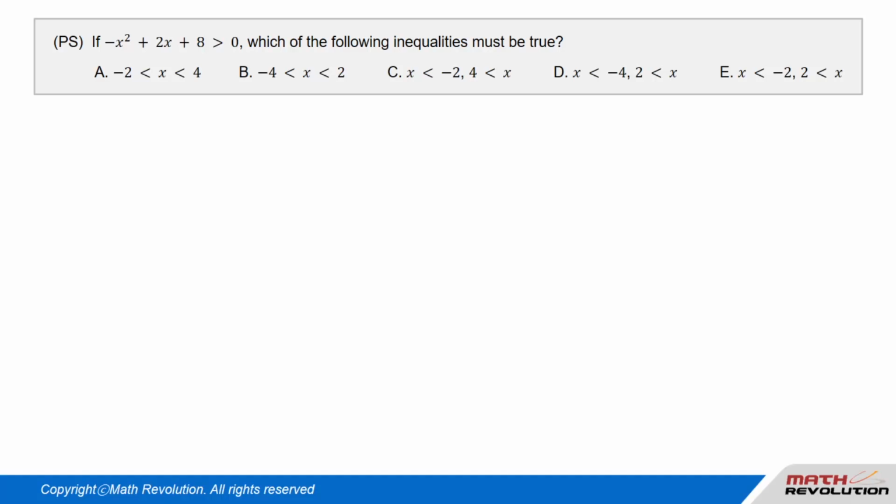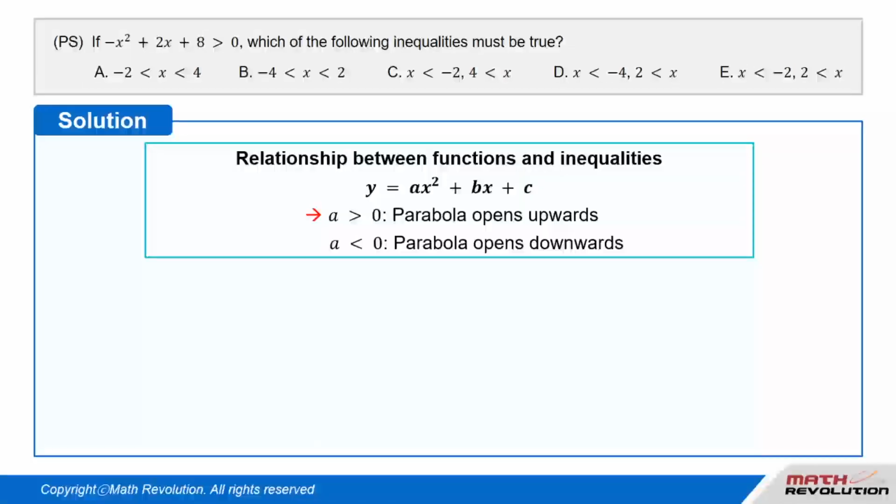Question. PS. If negative x squared plus 2 times x plus 8 is greater than 0, which of the following inequalities must be true? Solution. Relationship between functions and inequalities.